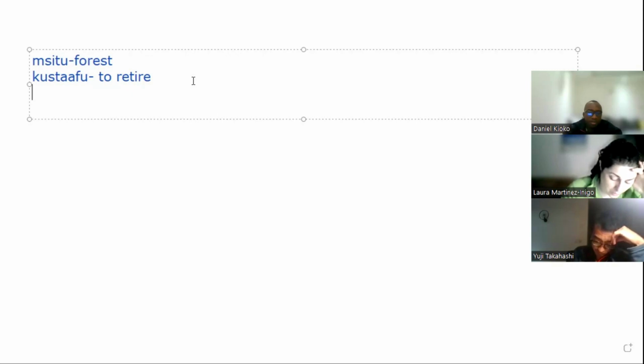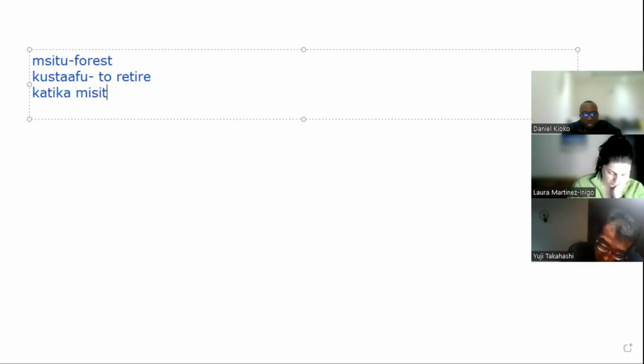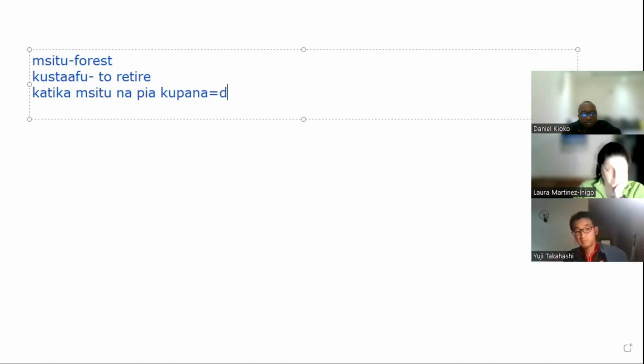Oh, yeah, that is where. So, katika msitu. Msitu, maybe, and you can also say na pia kupanda milima. I think that will bring more the nature thing, the more concept of nature.